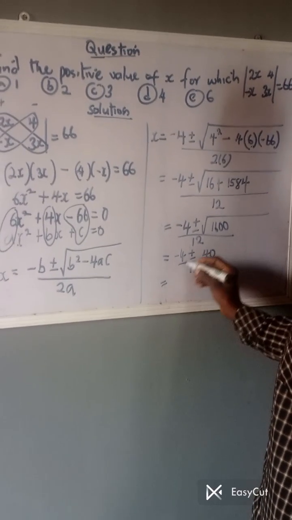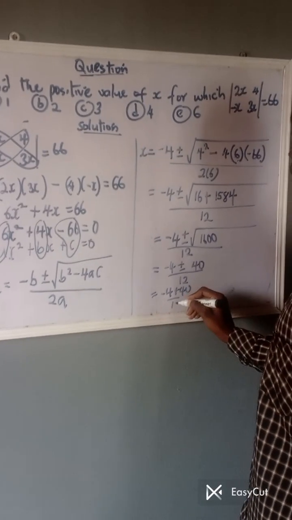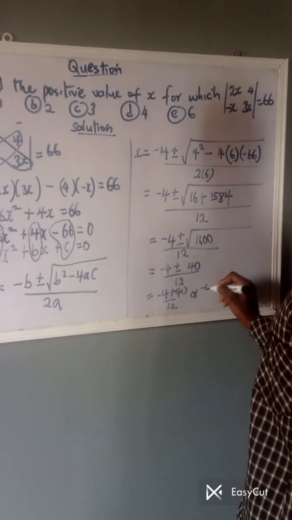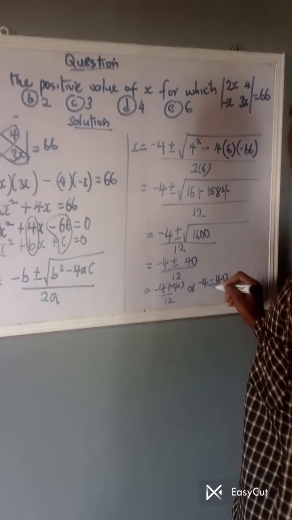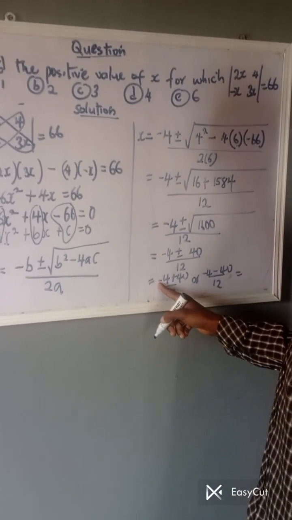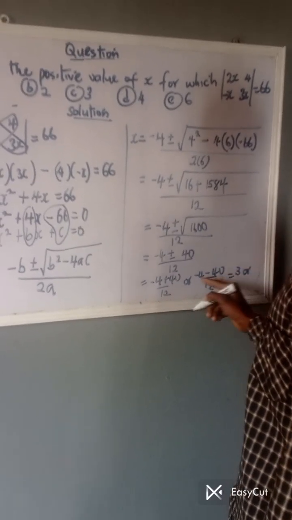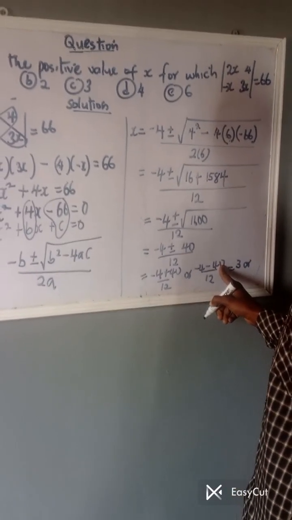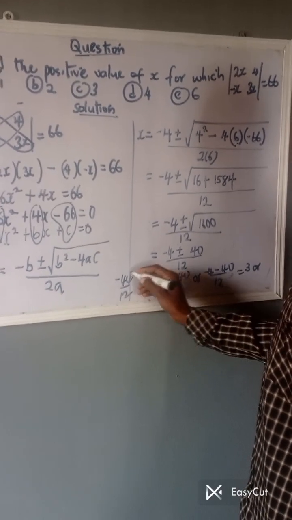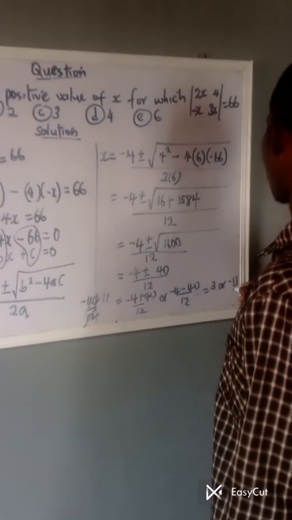So at this point we split. That's going to be minus 4 plus 40 over 12, or, splitting the plus and minus, minus 4 minus 40 over 12. So that will give us minus 4 plus 40 is 36, and 36 divided by 12 is 3. Or minus 4 minus 40 is minus 44, so we have minus 44 over 12. Dividing by 4, 44 becomes 11 and 12 becomes 3, so we have minus 11 over 3.